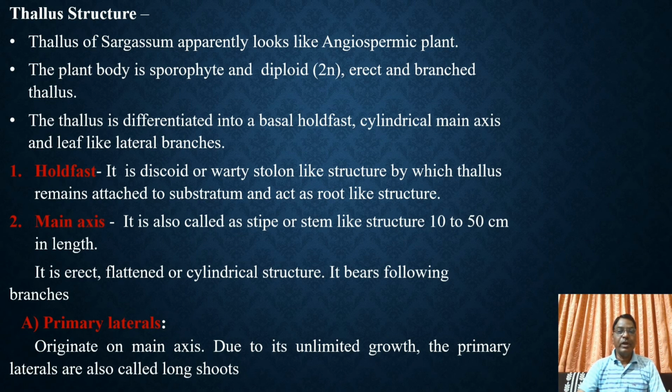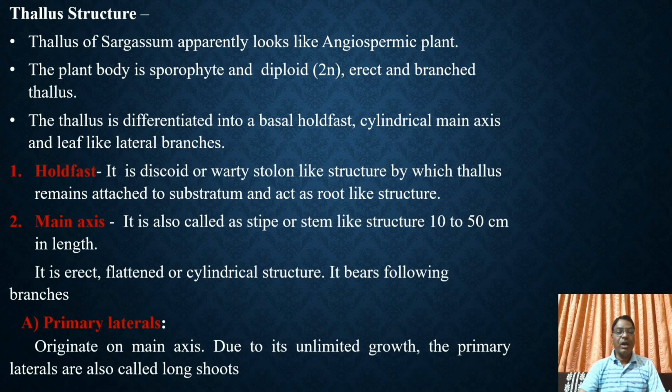This sporophytic diploid thallus is erect and branched, and it is differentiated into a basal holdfast and a cylindrical main axis, and this cylindrical main axis bears different types of lateral branches that may be lateral leaf-like branches, lateral balloon-like structures, axial, filiform, branched receptacles, and so on.